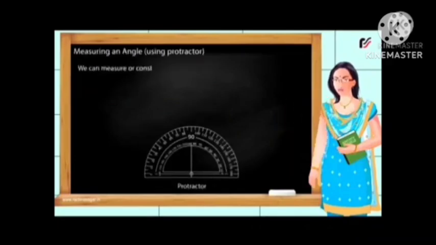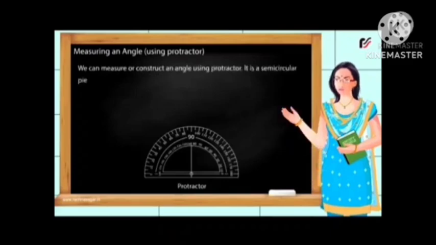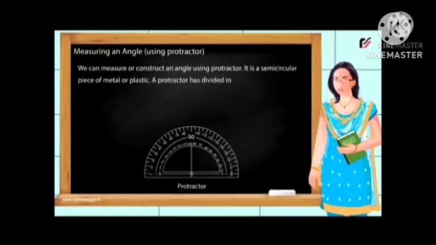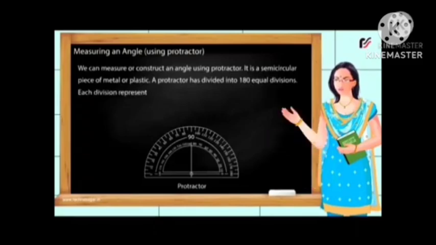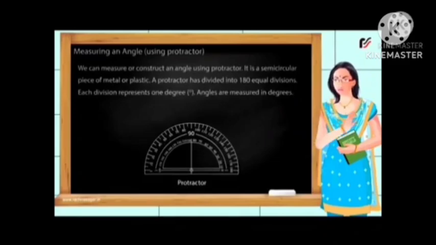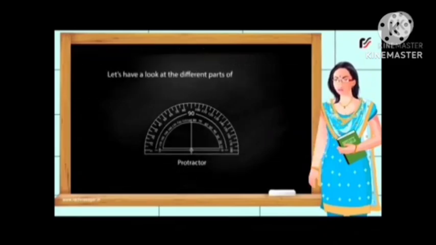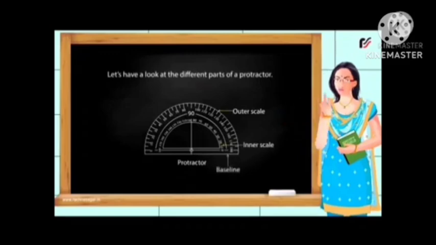Measuring an angle using protractor. We can measure or construct an angle using a protractor. It is a semicircular piece of metal or plastic. A protractor is divided into 180 equal divisions. Each division represents 1 degree. Angles are measured in degrees. Let's have a look at the different parts of a protractor: outer scale, inner scale, baseline, reference point.